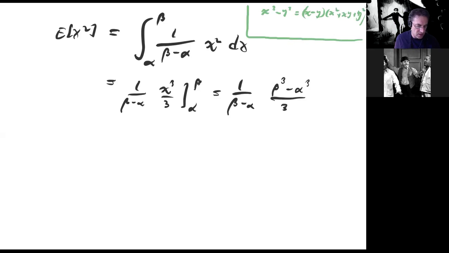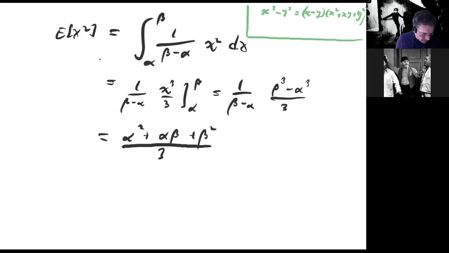This is a factorization of x cubed minus y cubed. How do you get this factorization? You can long divide x minus y into x cubed minus y cubed. So what this tells me is that the expression I have over here is going to be given by alpha squared plus alpha beta plus beta squared over 3.